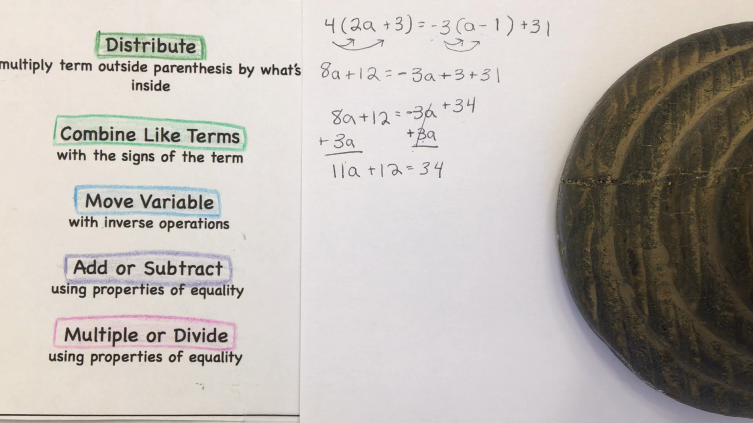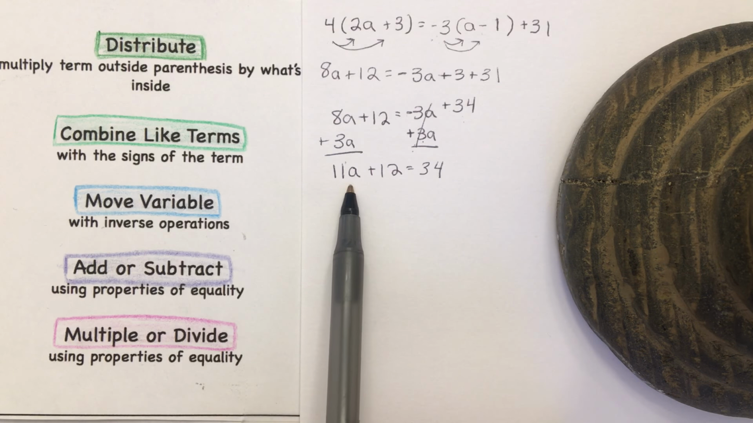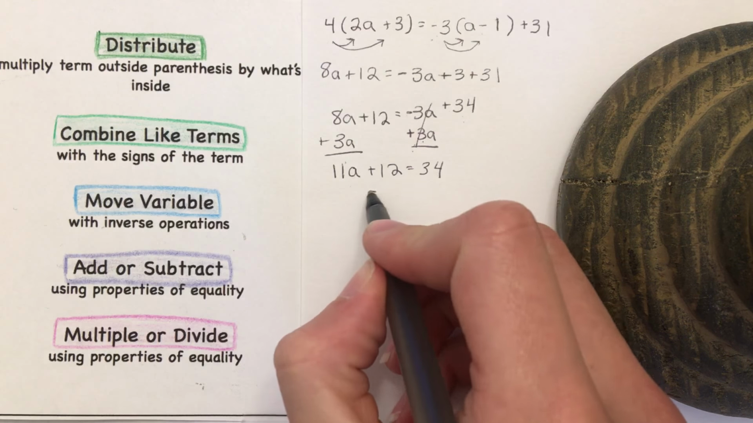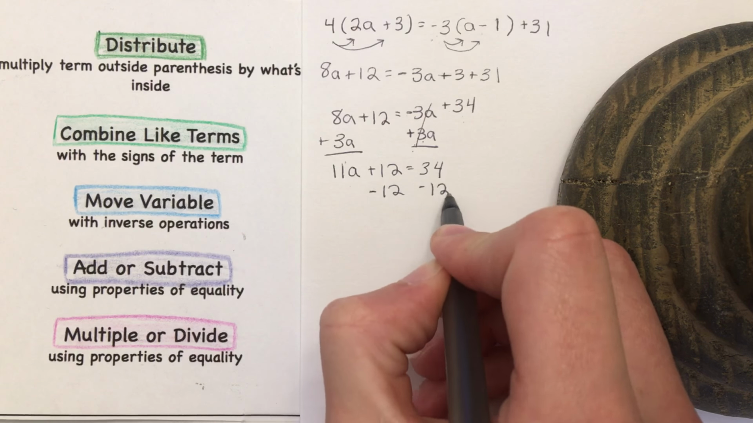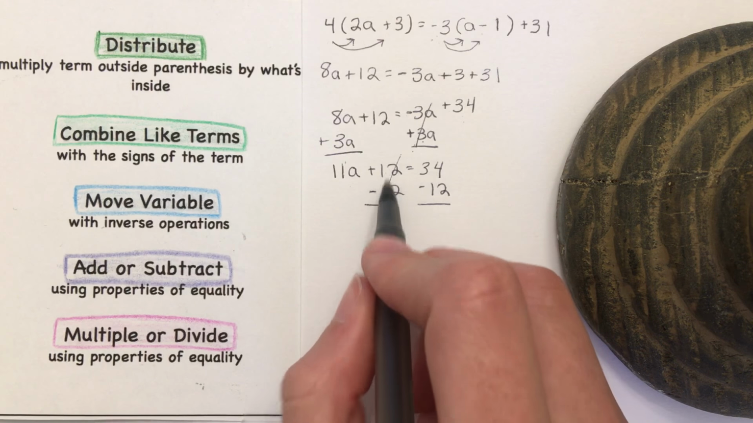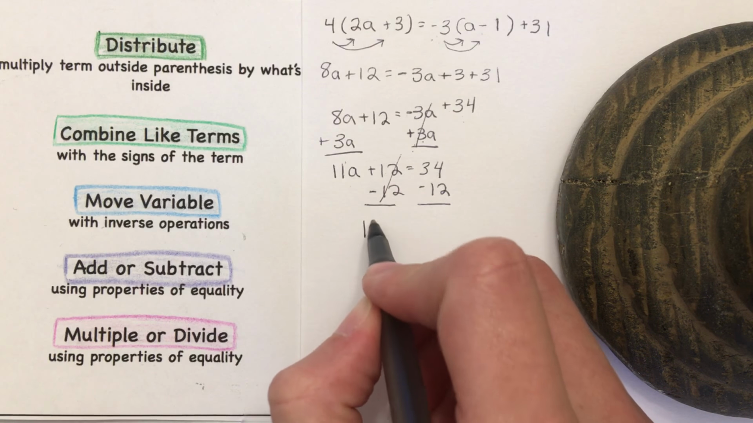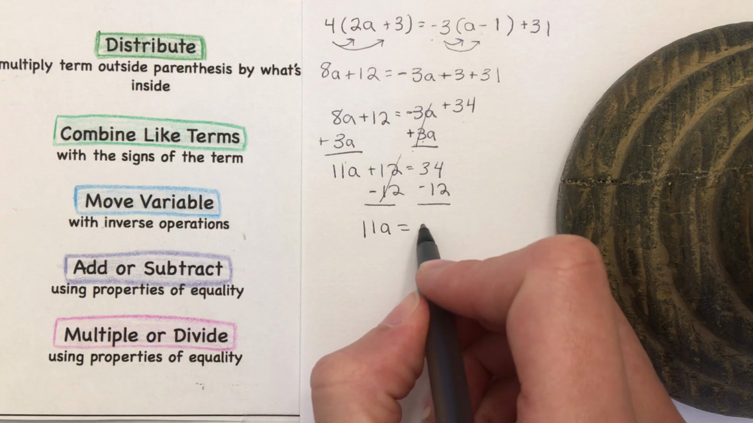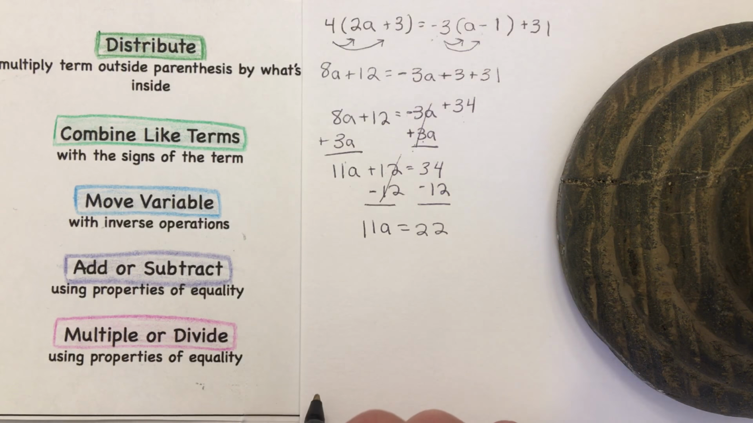Now, we've moved the variable, so the next step is to add or subtract. Again, I'm trying to get this variable by itself. So my next step is going to be to subtract 12. This time I'm going to subtract because my 12 is positive. So they cancel on the left. Positive 12 minus 12 is just 0, so I'm left with 11a on the left-hand side. And then 34 minus 12 is 22.